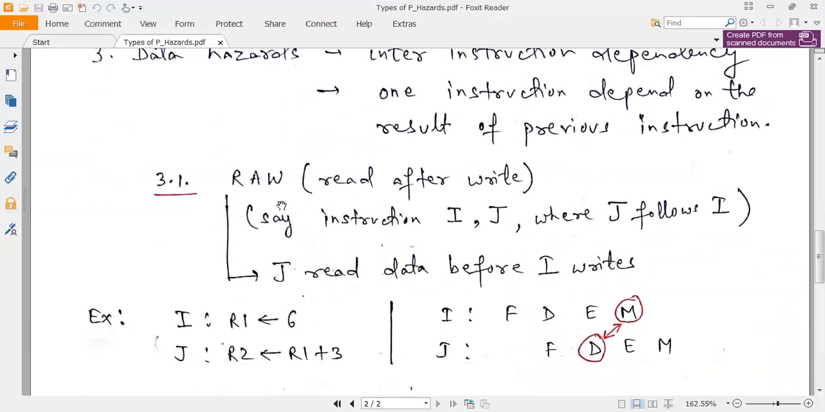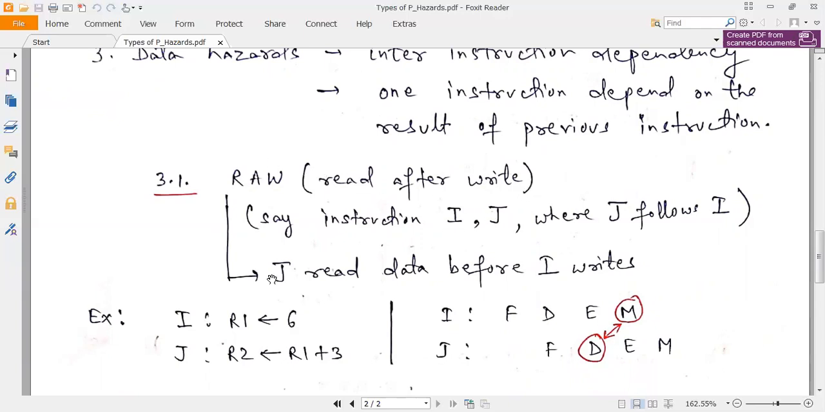So there are 3 types of data hazard. The first one, RAW, that is read after write. That means the first instruction will write, then after that the second instruction will read. To explain this, I have taken 2 instructions, let's say I and J. I comes first, J after that. So first I will execute, then J will execute. According to this, reading will be done after write. That means I will write first and J will then read.